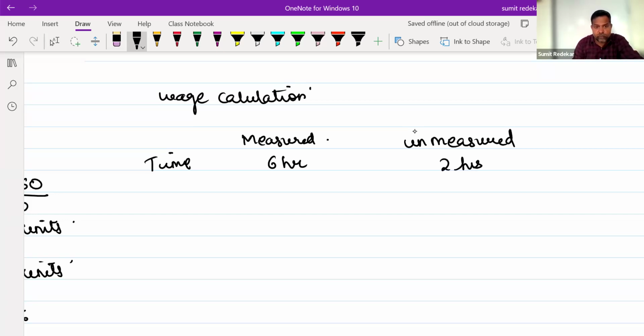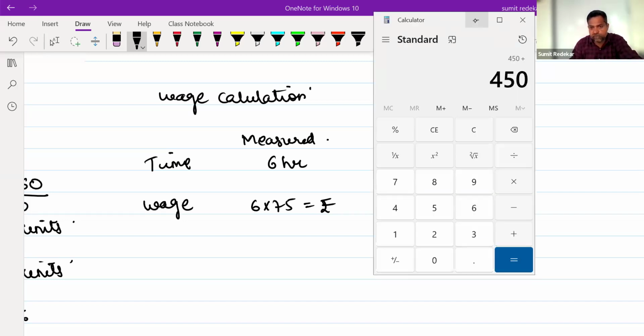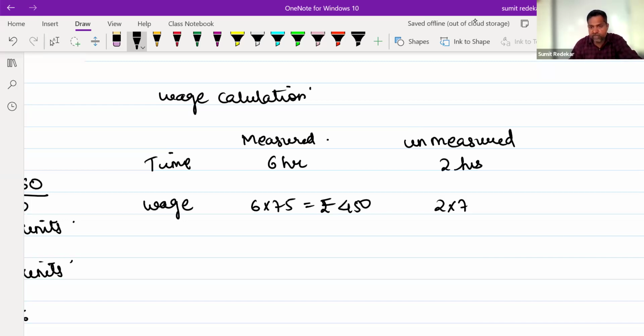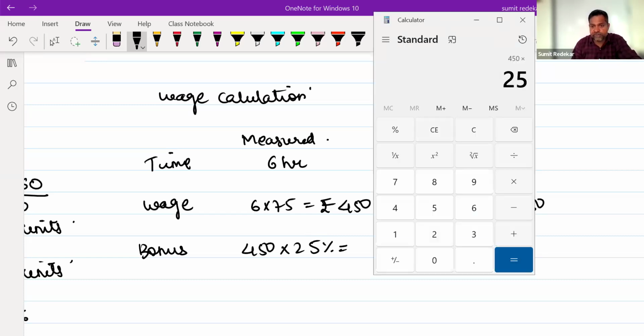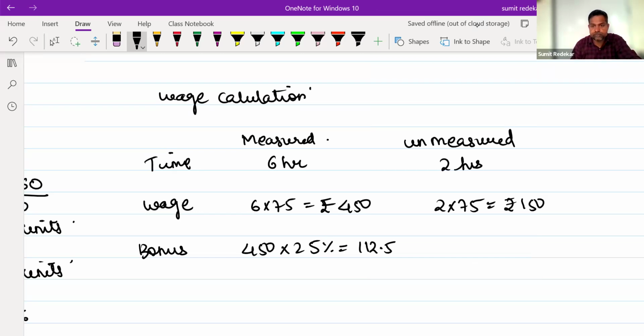Correct? Next, wage is 6 into 75, which is rupees 450. And this is going to be 2 into 75, which is 150 rupees. Correct? Let's talk about bonus. Bonus is 25%, but only of measured work. 25% of 450 is going to be 112.5. What is the total?